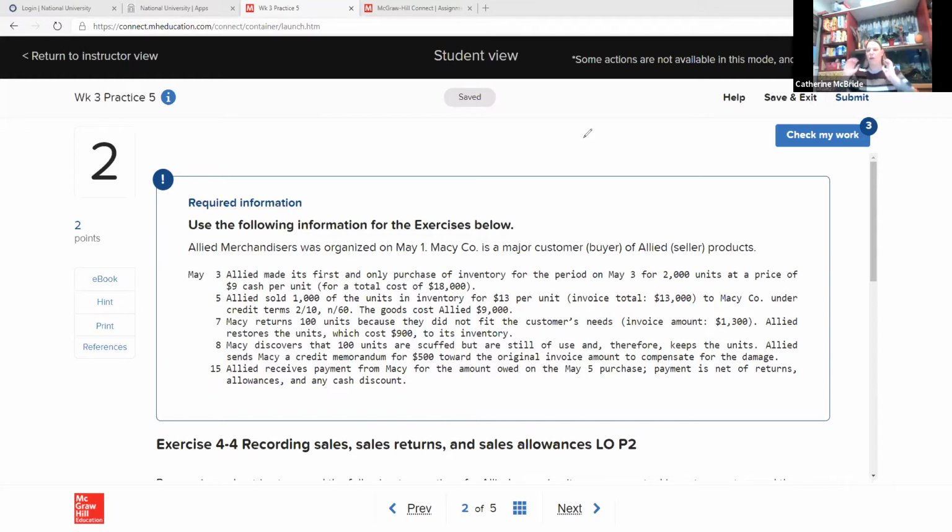So this one's confusing because we have to put our hats on. So our first hat is we're going to be the purchaser for this first one. So Allied made its first and only purchase of inventory for the period on May 3rd. We bought 2,000 units at a price of $9 cash per unit.